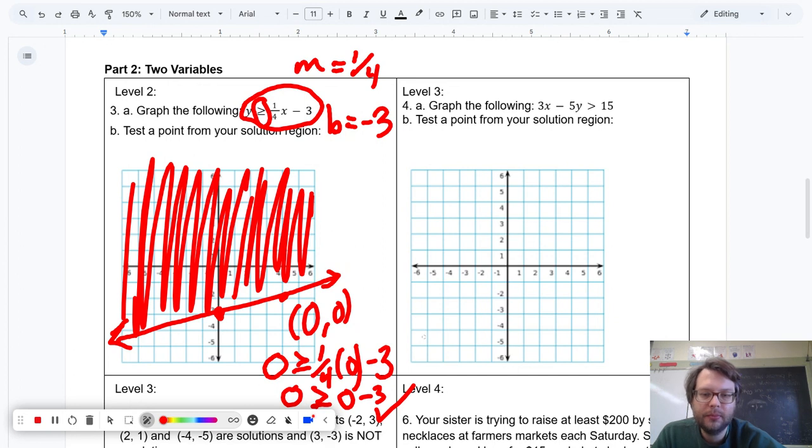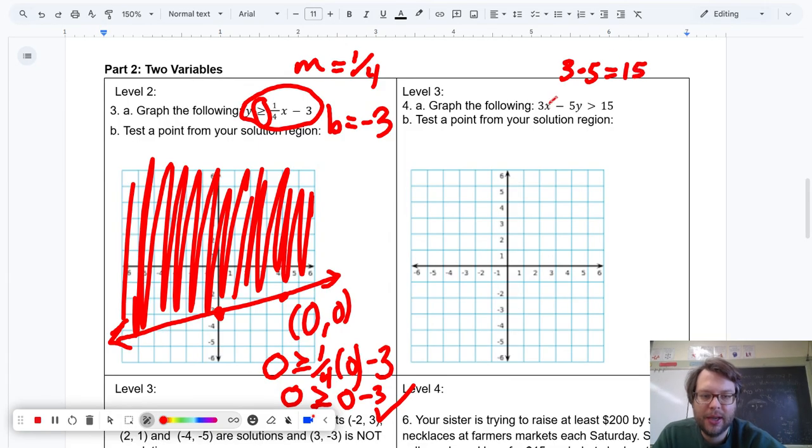Okay, here's the next one. It's level 3 now. It's a little bit harder to graph because it's not given to you in mx plus b format. You can either switch it to mx plus b format, or you can graph the two intercepts and connect your dots. I'm going to do it the second way, where I graph the intercepts and then connect my dots.